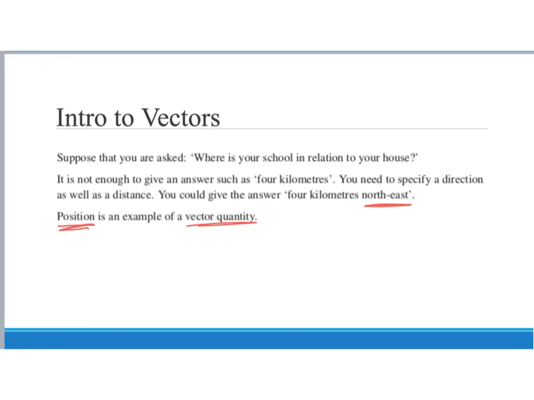Now, if anyone's doing physics, you've probably spoken about this a little bit in regards to vectors. If you're not doing physics, that's okay. This will be absolutely fine.